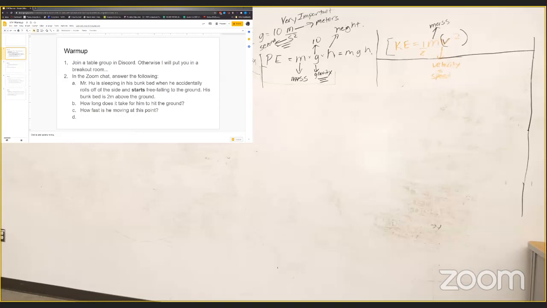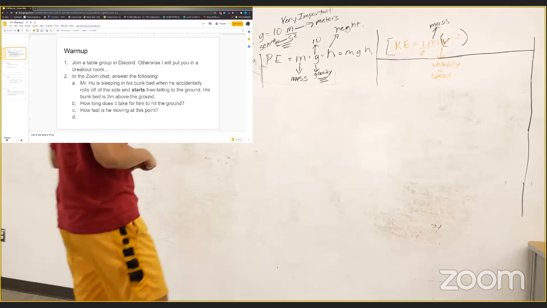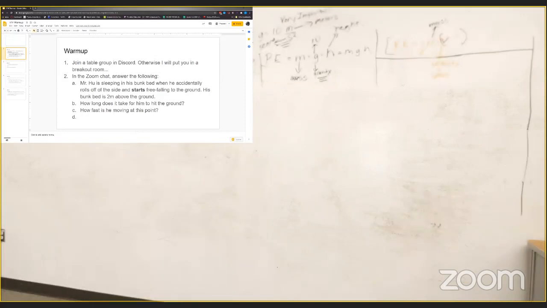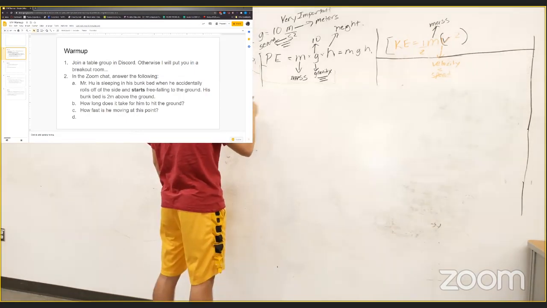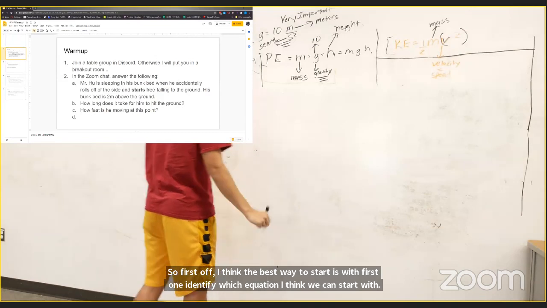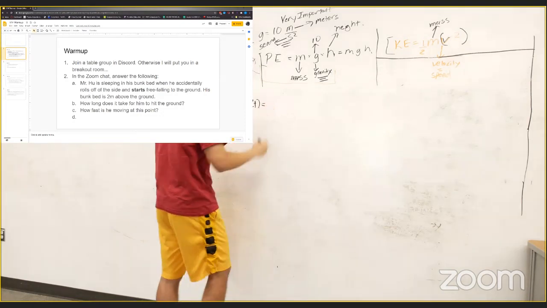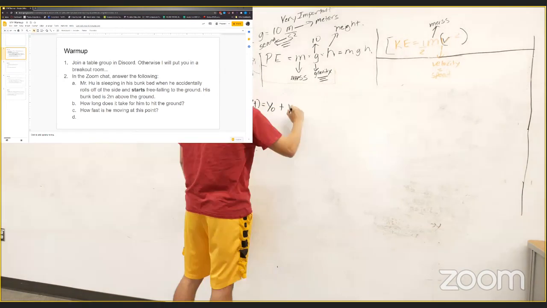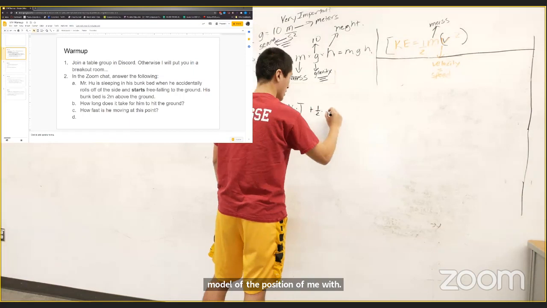So here's how I did it. First off, I think the best way to start is we first want to identify which equation we can start with. The best equation to start with for any sort of acceleration problem is the general displacement function. What we're going to do is model the position of me with this. Because I'm falling vertically, instead of x of t, this time I'm going to use y of t. So y of t is equal to my initial displacement plus my initial velocity times time plus 1/2 times a t squared.